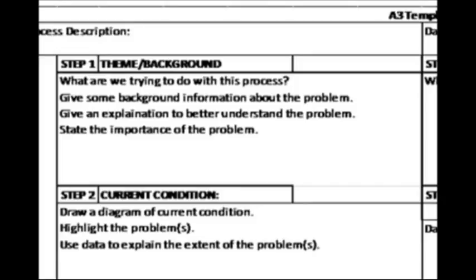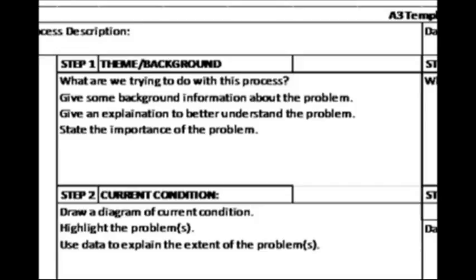The purpose of the 8 steps is to build up a storyboard of what you are going to do in a step-by-step process in order to A, recognize the problem, B, define the problem, and then C, how are you going to eliminate the problem. And then you're going to prove that you did eliminate it or you didn't, and that's the final part of it. So step 1 is about the theme or background.